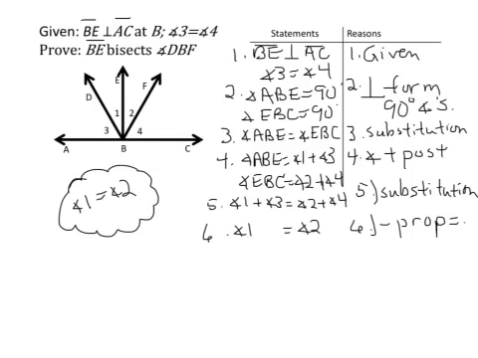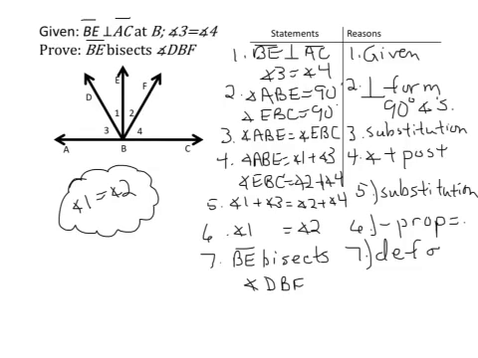So now that I have shown that angle 1 is congruent to angle 2, I can say that BE bisects angle DBF. And our reason is the definition of angle bisector. And we're done.